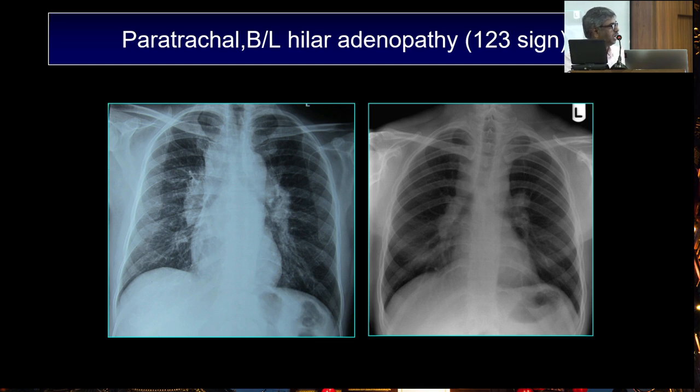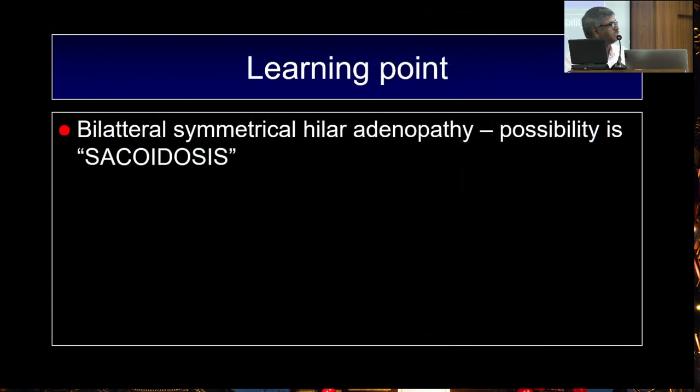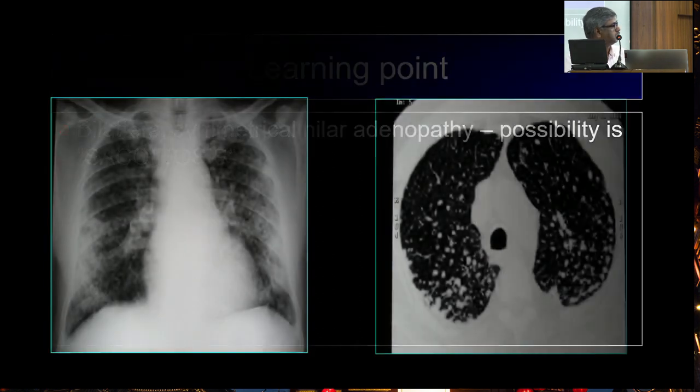So when you get hilar prominence on both sides, which is almost symmetrical, the possibility is sarcoidosis. So when the X-ray shows bilateral symmetrical hilar adenopathy, you have to consider the possibility of sarcoidosis. It's a very frequent disease in our part of the world, and the patient may present with respiratory symptoms, red eye, or even skin rashes, headache, etc. So the typical finding is bilateral hilar adenopathy.